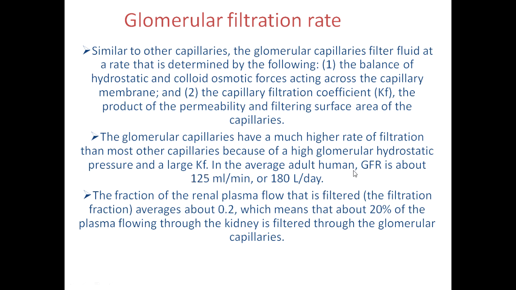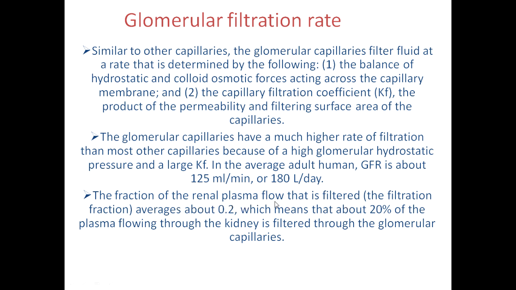In an average adult human, glomerular filtration rate is about 125 ml per minute or 180 liters per day. So per minute, how much is filtered? 125 ml. Okay, right.